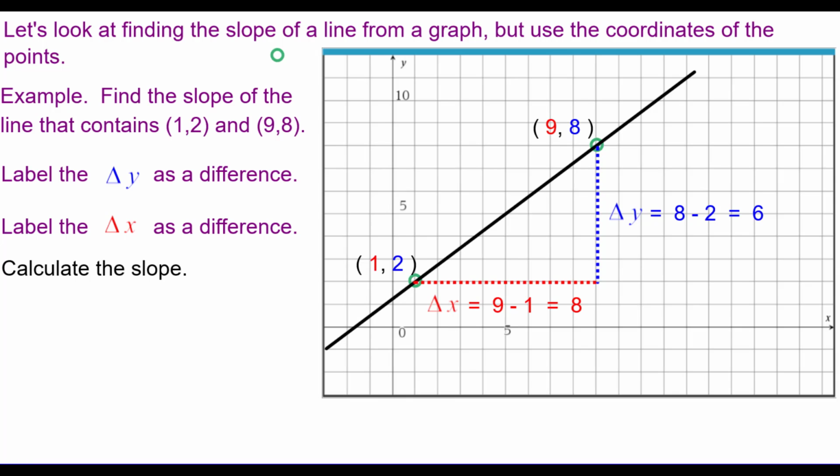Calculate the slope. Recall that the slope is the change in y over the change in x, which written as differences would be 8 minus 2 over 9 minus 1, which is 6/8. And then, of course, we simplify that to 3/4. So the slope of this line is a positive 3/4.